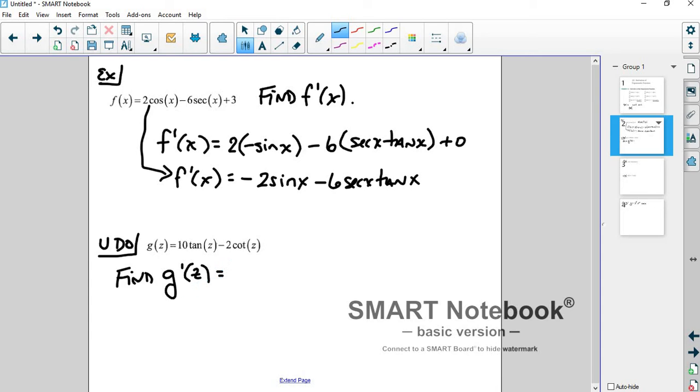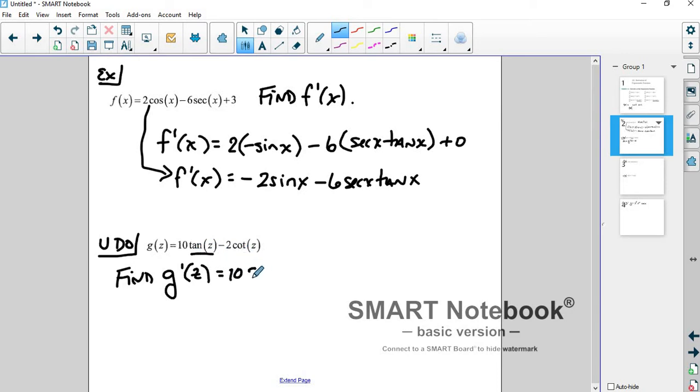The x is not the variable, z is the variable, and that's fine. It's the same rules. So you got 10 tangent of z, I said it, right? 10 tangent of z minus 2 cotangent of z. Pause the video, take a shot. Okay? What's the derivative of tangent?